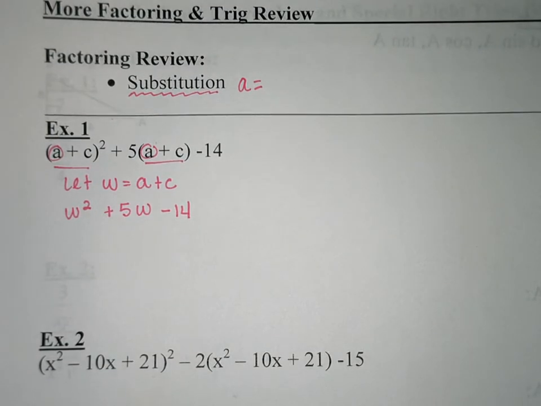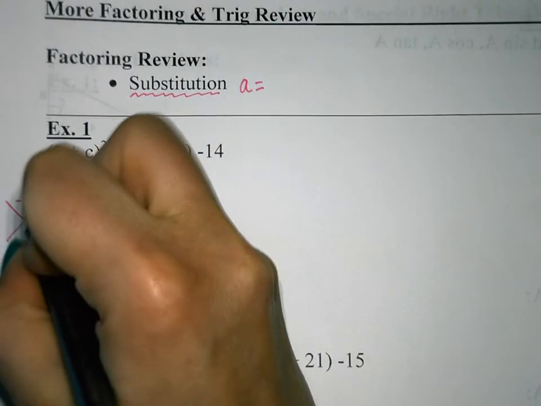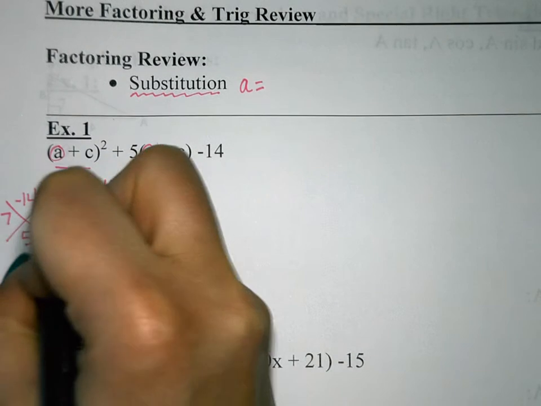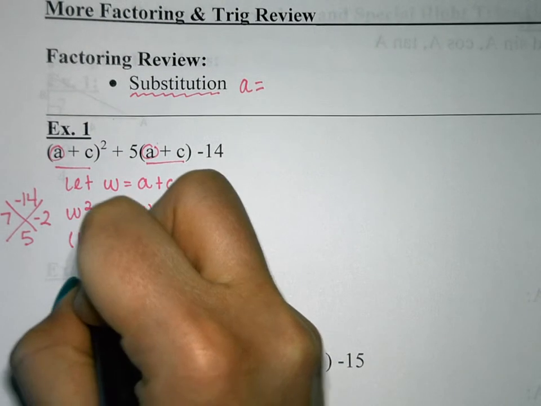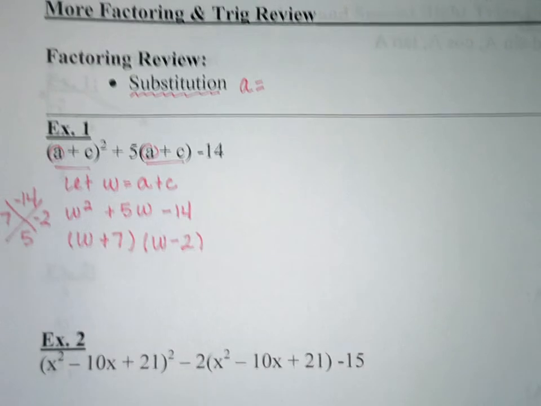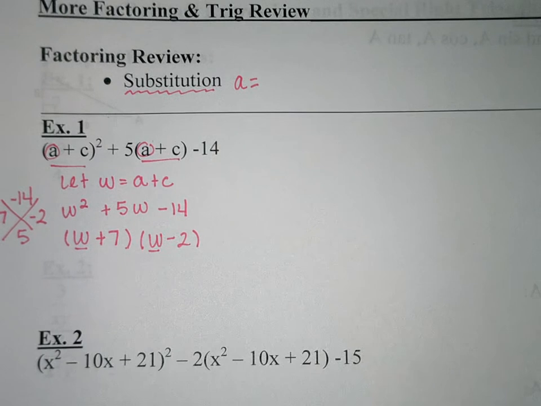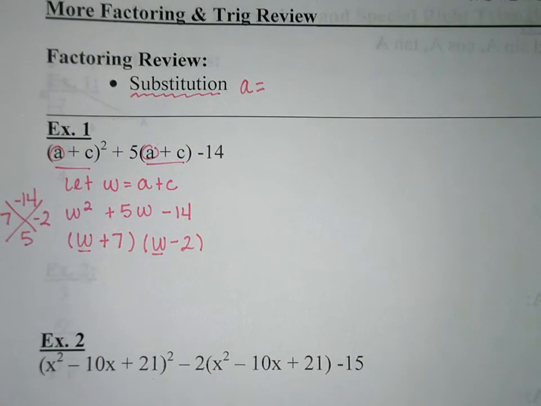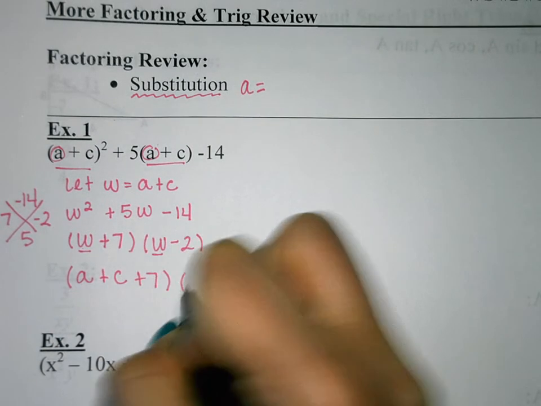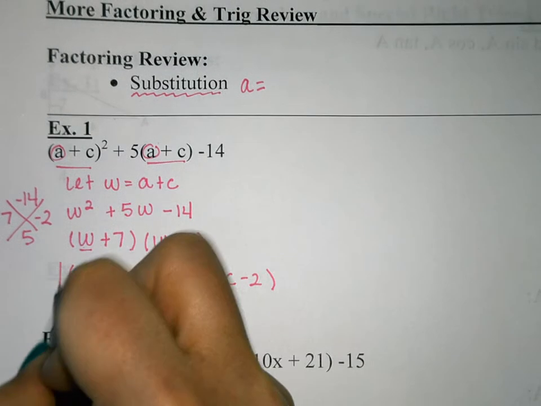So we can factor this using the diamond method. The two numbers that multiply to negative 14 and add up to positive 5 are positive 7 and negative 2. So let's factor that. So that's (w + 7) times (w - 2). And then the last thing we have to do is substitute a plus c back in for w, because w was not part of our original problem. So we plug in (a + c + 7) times (a + c - 2). That's as far as we can go, so we are done factoring.